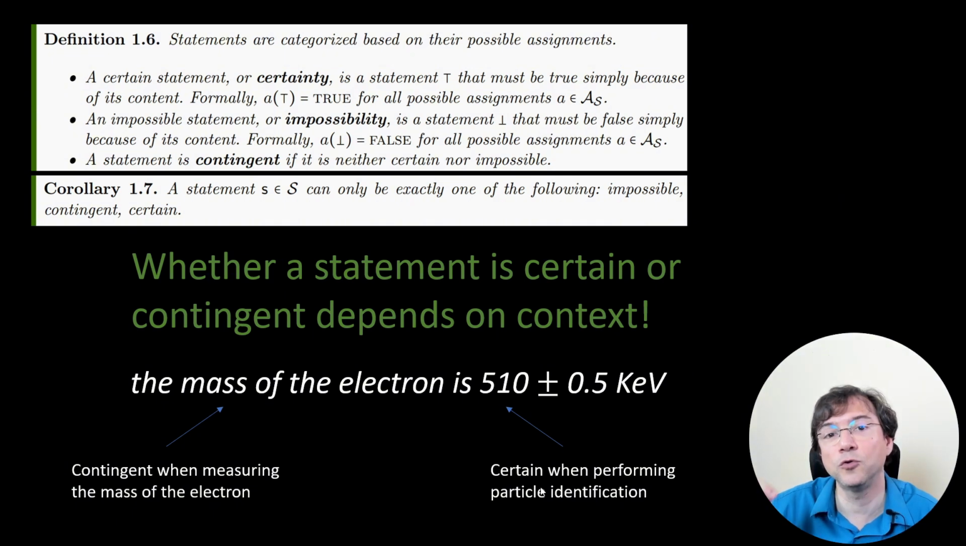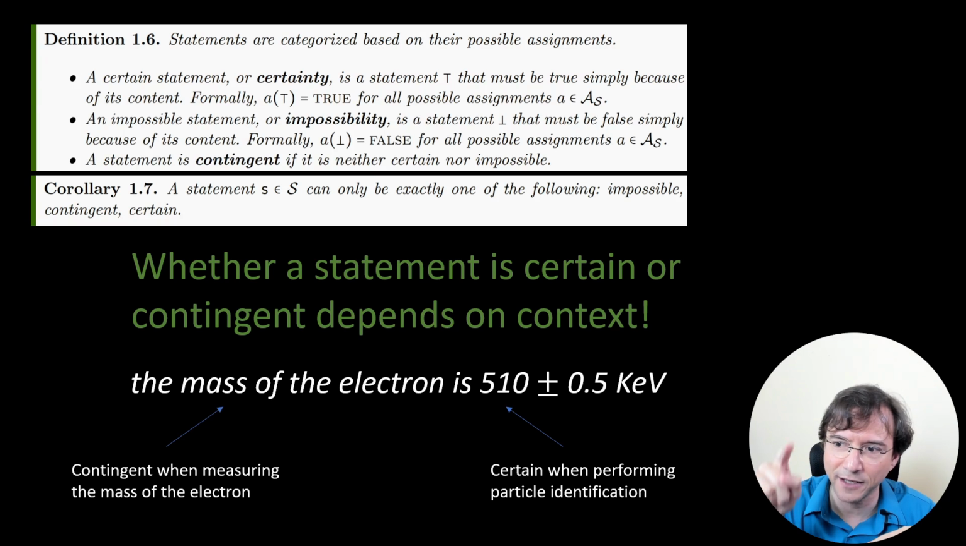But if you are in a particle accelerator and you make particles collide and you don't know what particles come out, and you have to identify them, you have to say, oh, that particle is an electron. You're going to be able to say that it's an electron because the mass is going to be within that bracket.